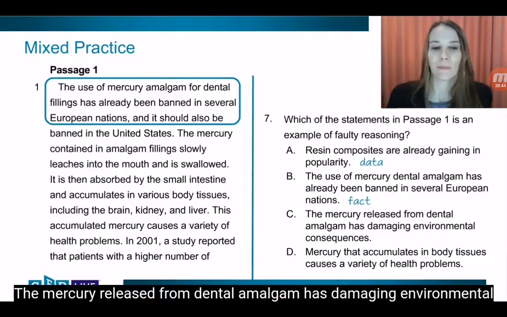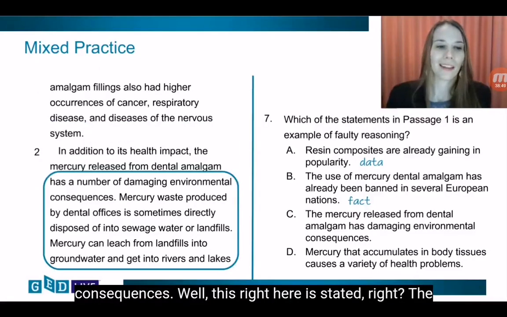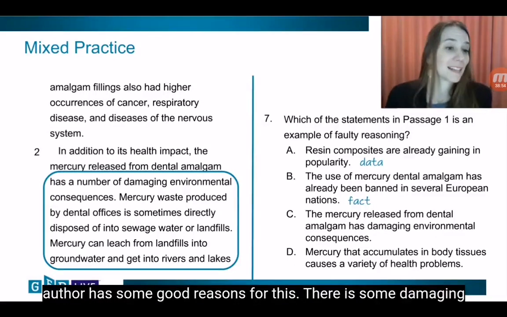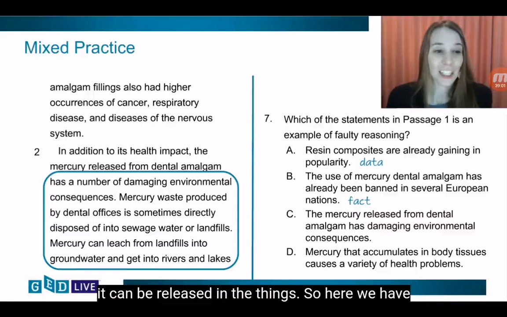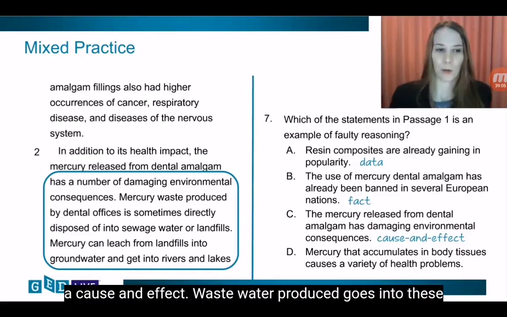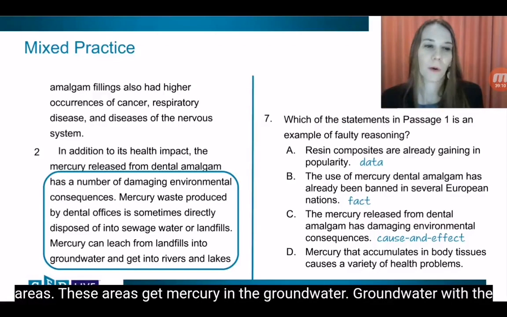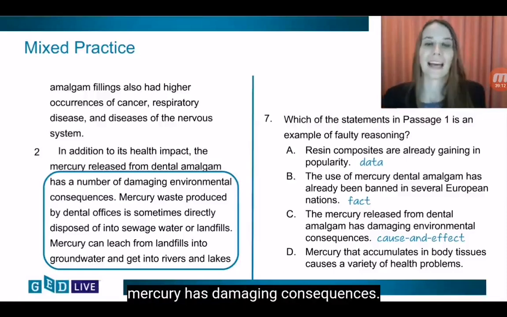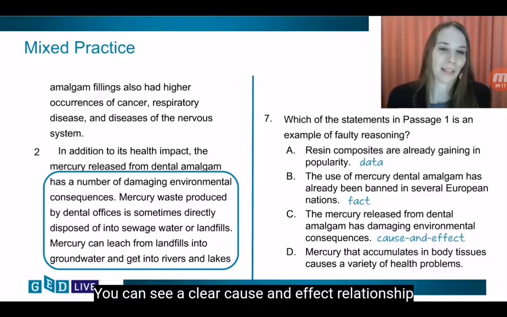The mercury released from dental amalgam has damaging environmental consequences. Well, this right here is stated, right? The author has some good reasons for this. There are some damaging environmental consequences. It goes directly into sewage. It can be leached into things. So here we have a cause and effect. Wastewater produced goes into these areas. This gets into the land and groundwater. This groundwater with the mercury has damaging consequences. You can see a clear cause and effect relationship here.